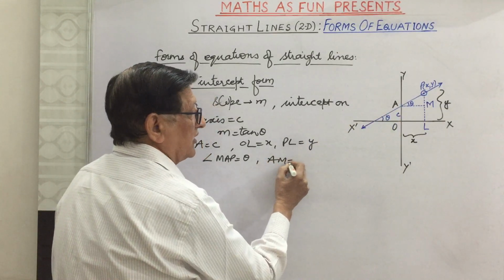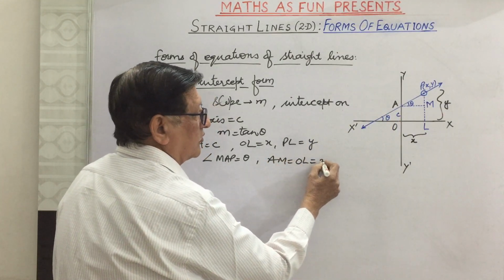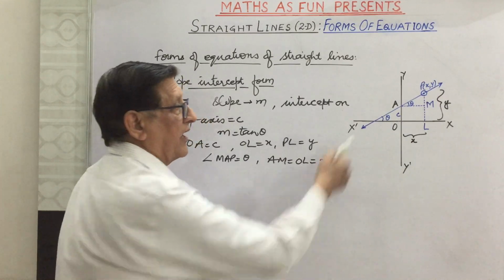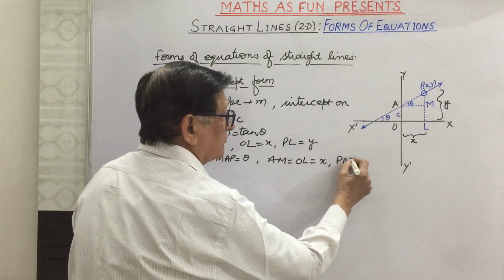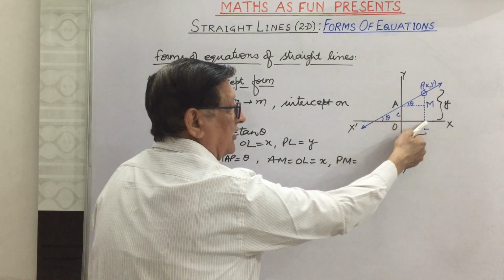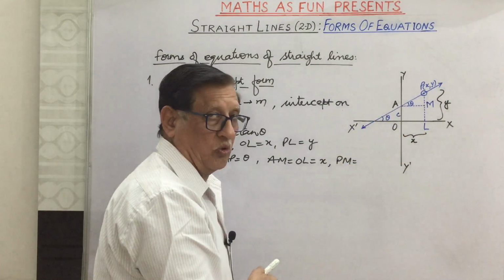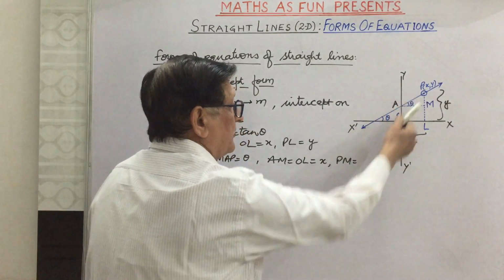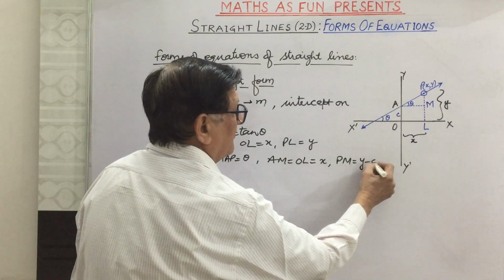AM is equal to OL is equal to X. And what about PM? You can see here ML is C, same as OA, and that's why PM will be equal to Y minus C.